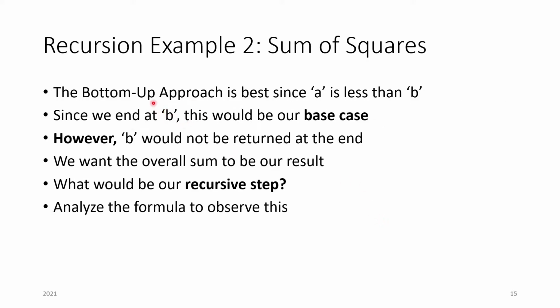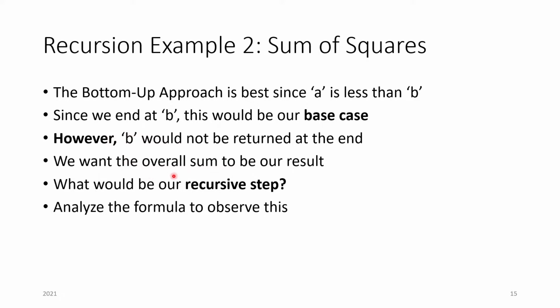So because we're going to be ending at B using the bottom-up approach, this is actually going to be our base case. However, when we compare to our factorial that we just observed, we also saw what our changing conditions were, and that the last thing was that we returned 1. But in this particular case, we're not going to be returning B at the end. What we need to find out is our overall sum, and we need to return this as our result.